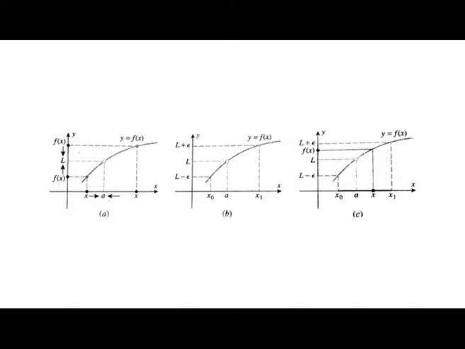We can answer this geometrically by drawing horizontal lines from the points L plus epsilon and L minus epsilon on the y axis until they meet the curve y equal to f of x, and then drawing vertical lines from those points on the curve to the x axis. As indicated in the figure, let x0 and x1 be the points where those vertical lines intersect the x axis. Now, imagine that x gets closer and closer to C from either side.